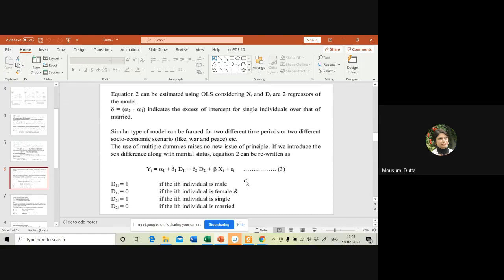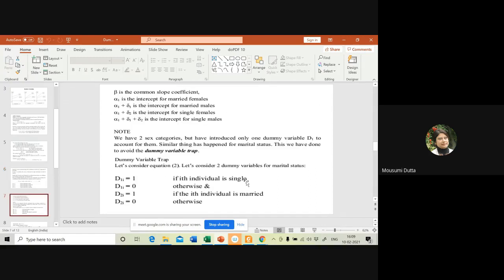I'm repeating, in case of dummy variable analysis, if I have two categories, I use one dummy variable. If I have three categories, I use two dummy variables. If I have five categories, in that case, I use four dummy variables. So the number of dummy variables we use with respect to categories of a particular qualitative variable is one less than the number of categories we have in the model.